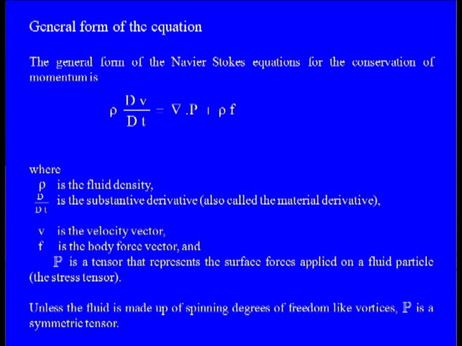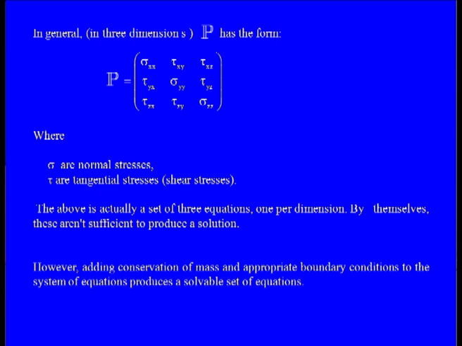Unless the fluid is made up of spinning degrees of freedom like vortices, P is a symmetric tensor. In that case, P has the form of a 3 cross 3 matrix, where each element is sigma xx, tau xy, tau xz, and similarly as you can see in its form, where sigma are the normal stresses and tau are the tangential stresses or shear stresses. The above equation is usually a set of 3 equations, one per dimension. If you open it up for 3 dimensions, it gives 3 differential equations, one for each dimension.